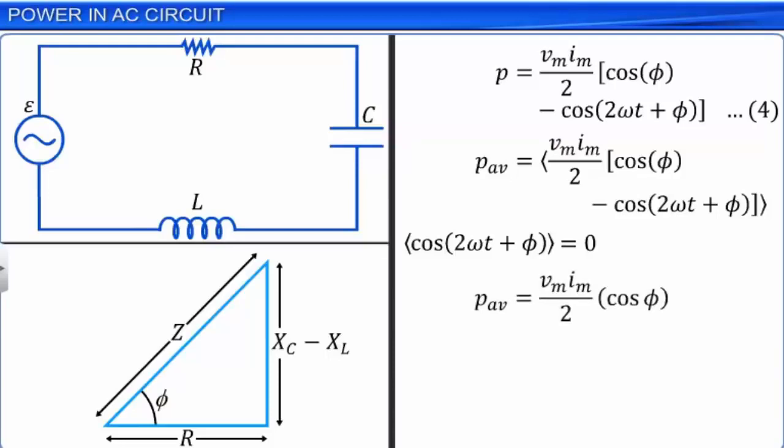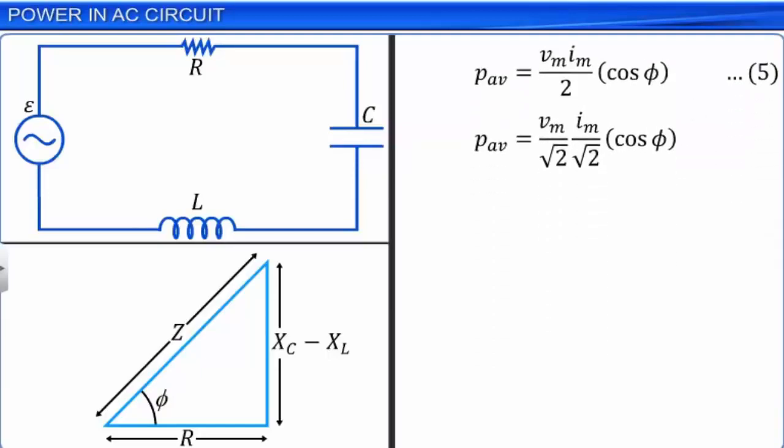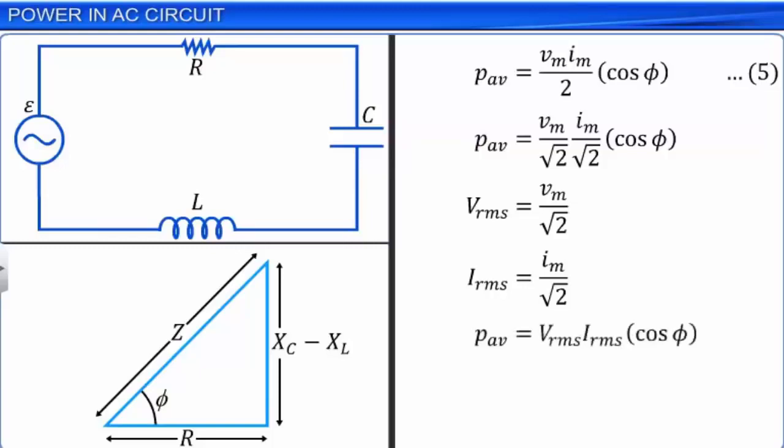The same expression can be written as Vm by root 2 into Im by root 2 into cos phi. We know that RMS values of the AC voltage and the current are given as Vrms is equal to Vm by root 2 and Irms is equal to Im by root 2. Thus, average power dissipated PAV is equal to Vrms Irms cos phi. Let this be equation 6. Since Vrms is equal to Irms into Z, we can write average power PAV is equal to Irms square into Z cos phi. This shows that the power dissipation is dependent not only on the voltage and current in the circuit, but also on the cos of the phase angle phi between them. The term cos phi is called the power factor for the system.